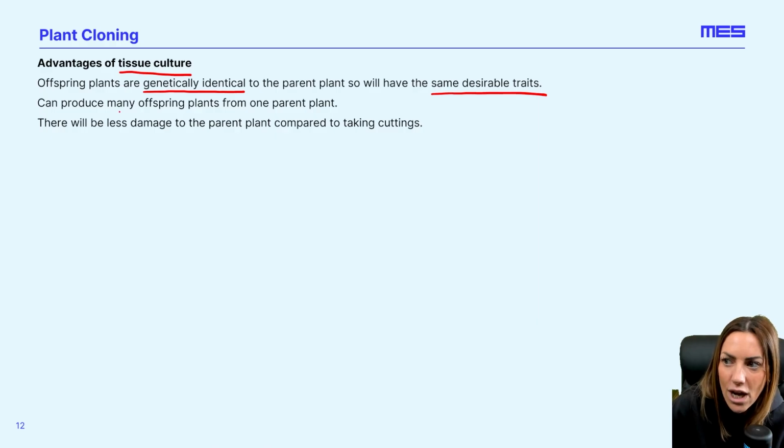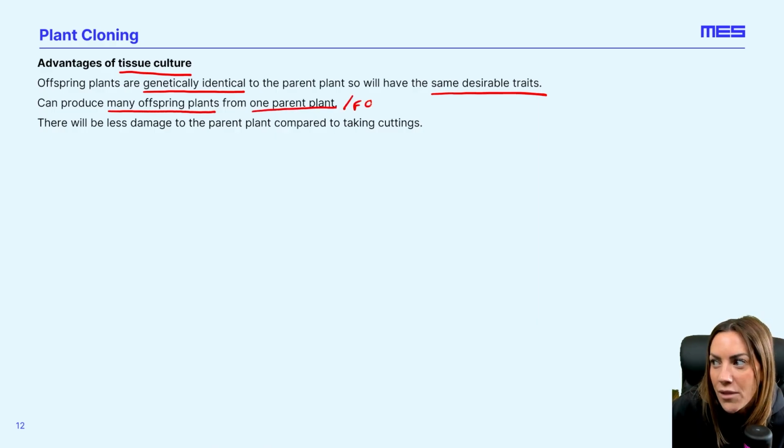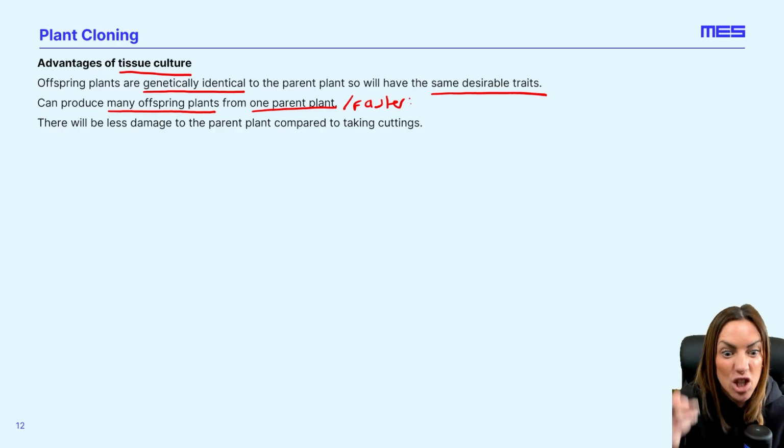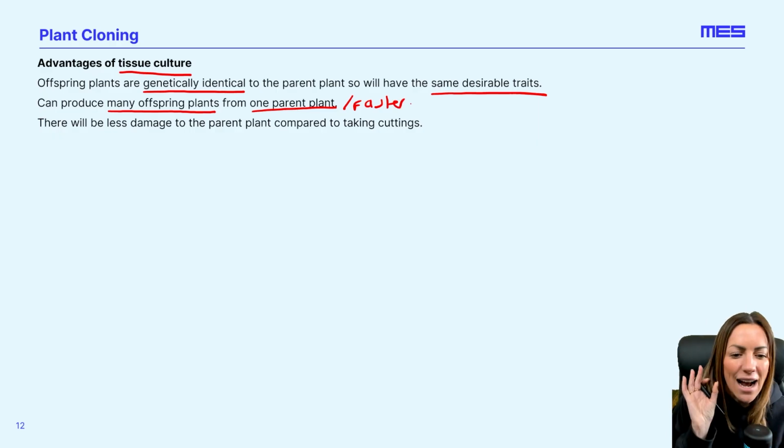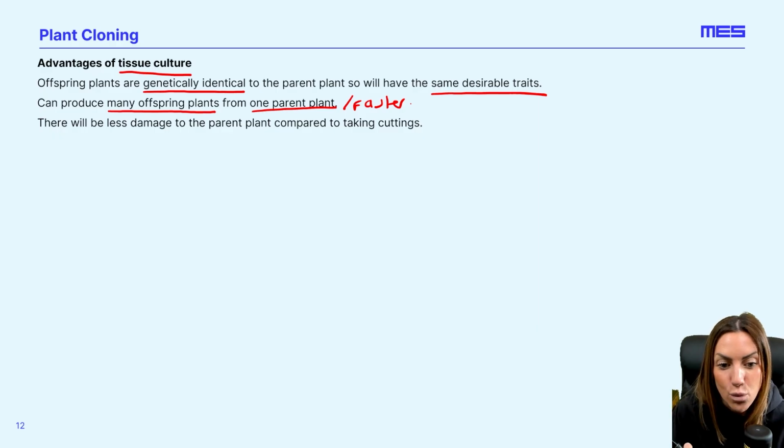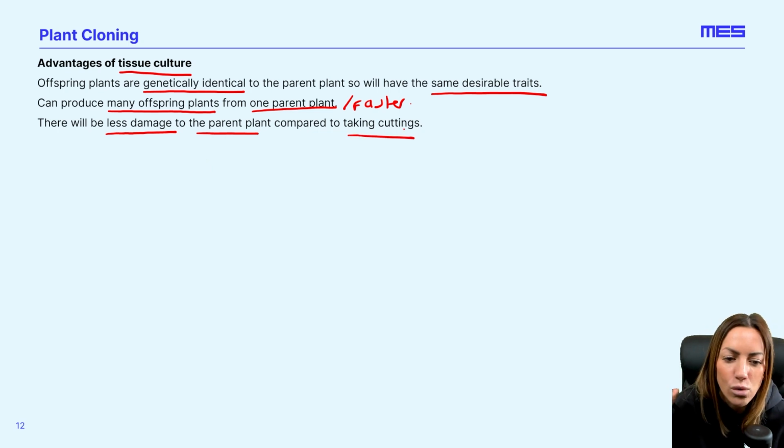But with tissue culture, you can produce many offspring plants from one parent plant. You can also say it's much faster because you only need a few cells. So you can have one parent plant with desirable traits that you wish to clone, and you can produce many, many offspring plants from that parent plant really quickly. And another advantage of tissue culture, there will be less damage to the parent plant because you only need a few cells. Whereas with taking cuttings, you obviously need to cut off a whole shoot, side shoot. So there's less damage to the parent plant with tissue culture.